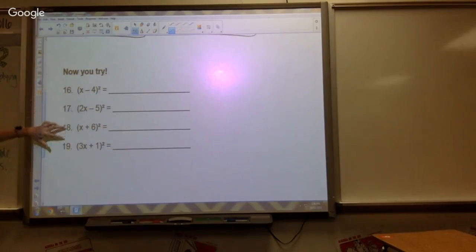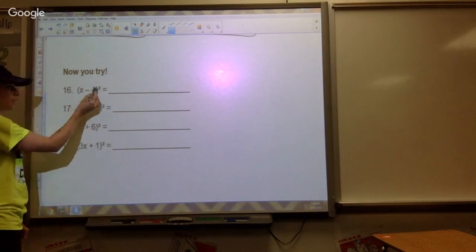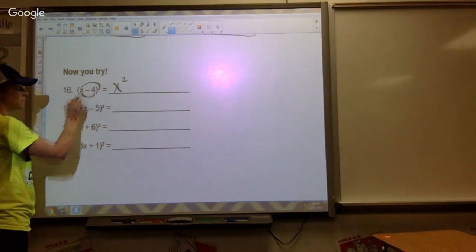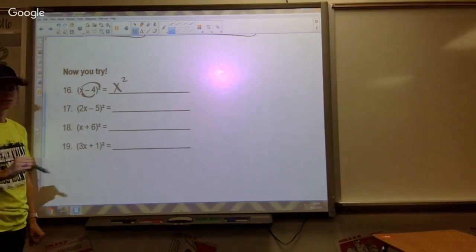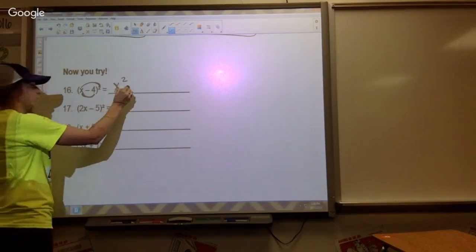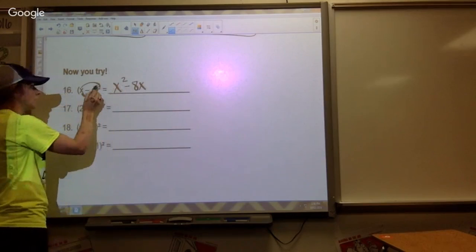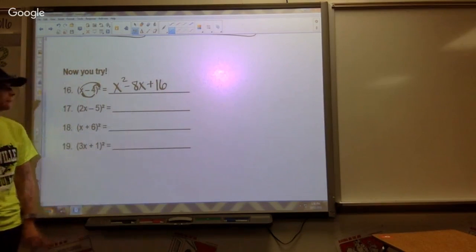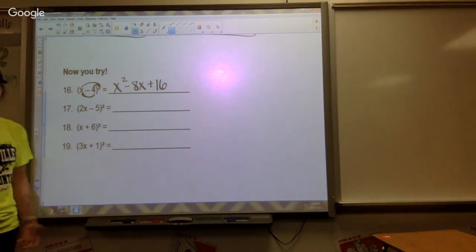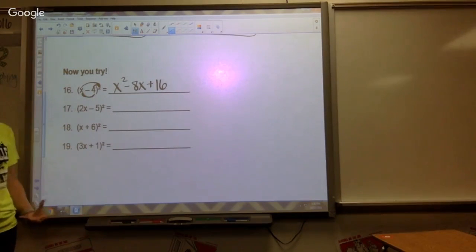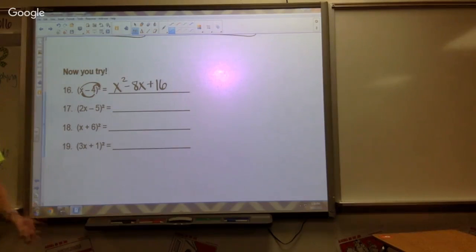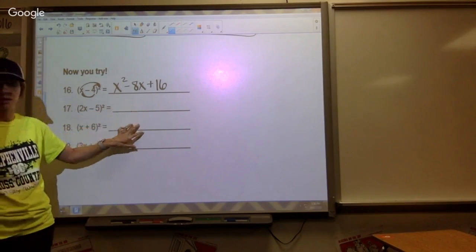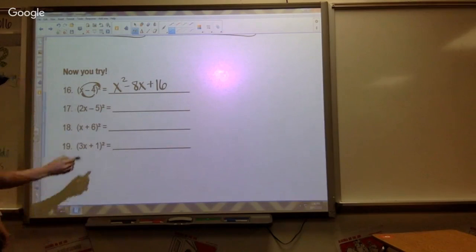All right, so I'll try 2 of them and then you can do those last 2. So I have a binomial squared, so I can square this first term, multiply these together, which is a negative 4x. Don't forget to double it, so that would make negative 8x. And then you can square that term, which is a positive 16. Again, if you don't like that method, then you can just use FOIL, x minus 4 times x minus 4. But remember, anytime you have a binomial squared, you should end up with 3 terms.